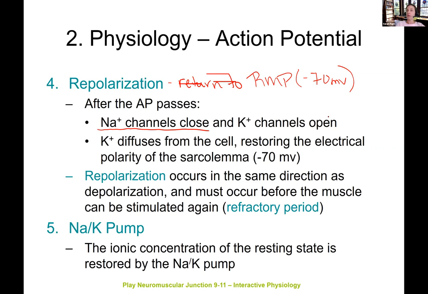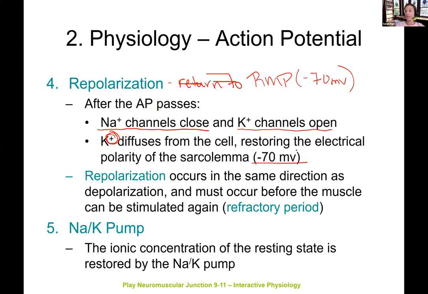And remember, we have more potassium inside the cell. So just like before, if we open some channels, naturally potassium is going to diffuse out. It's going to go from high to low. Potassium diffuses out of the cell. Again, I want you to think about the charge here on potassium. It has a positive charge. So if we pump a positively charged ion out of the cell, now the outside is going to get more positive, and the inside is going to become more negative. And this will get us back to negative 70 millivolts.